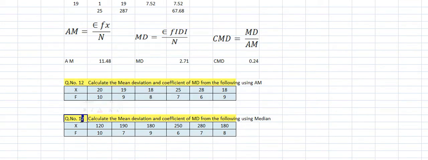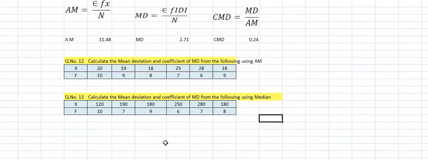Now question number 13: calculate the mean deviation and the coefficient of mean deviation, now using which method? The method based on the median. So you need to use the median. The solution is like this for the median base.